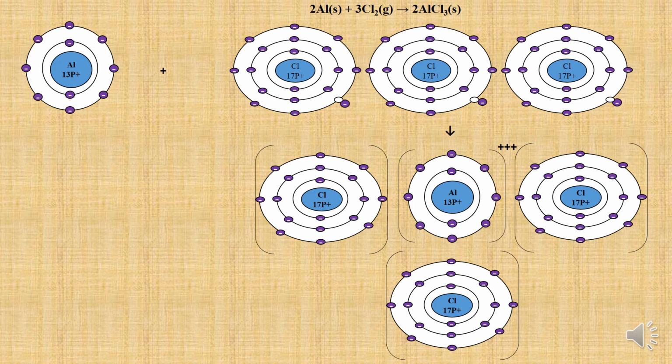Now aluminum has lost 3 valence electrons to 3 chlorine atoms and therefore its oxidation state changes from 0 to +3, while each chlorine atom gains 1 electron with a change in oxidation state from 0 to -1.